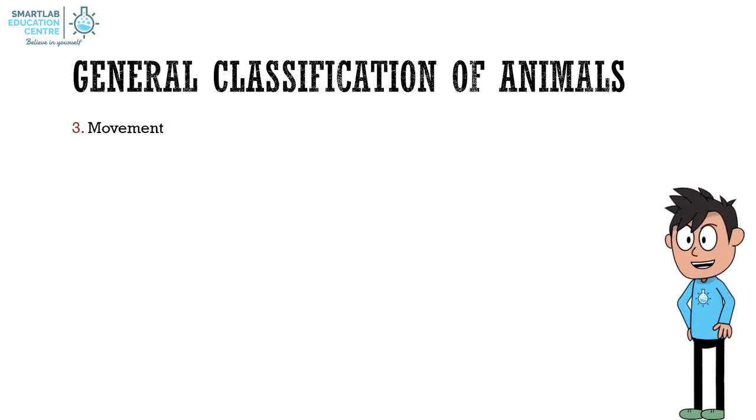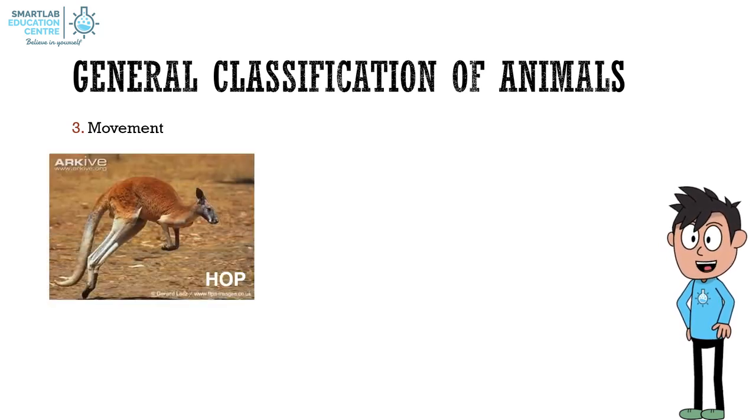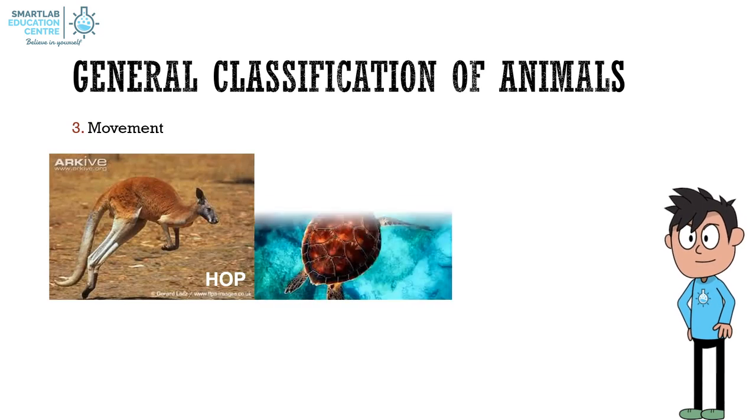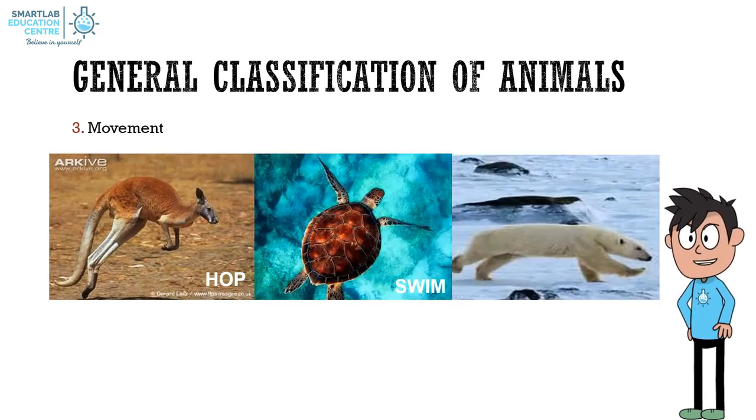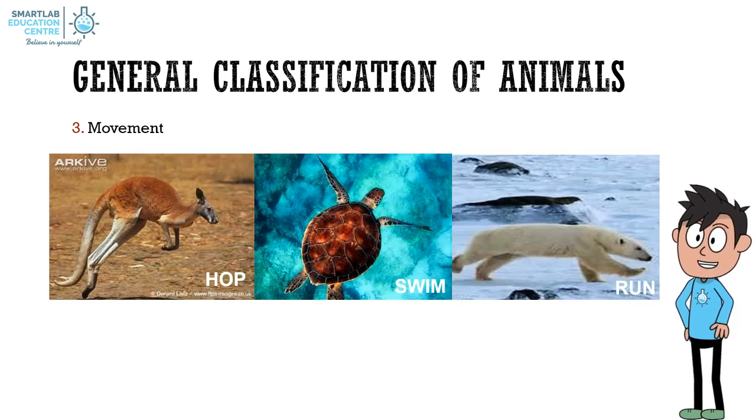Here are some of the various ways different animals move. Some hop, for example kangaroo and rabbit. Some swim, for example turtle and fishes. Some run, for example polar bear and lion.